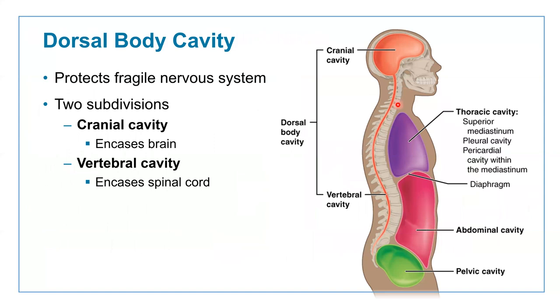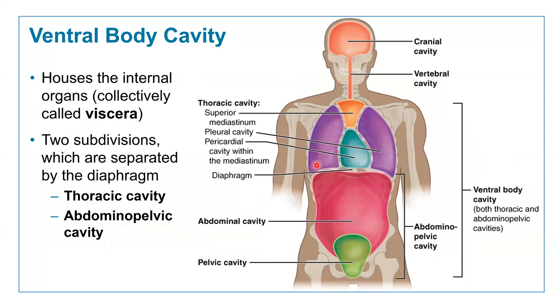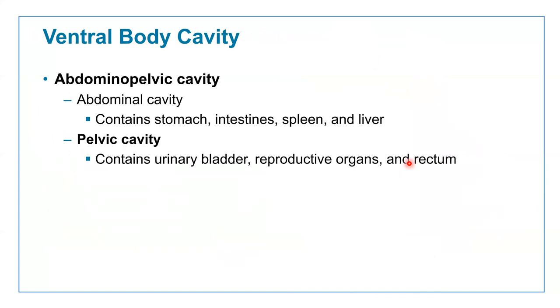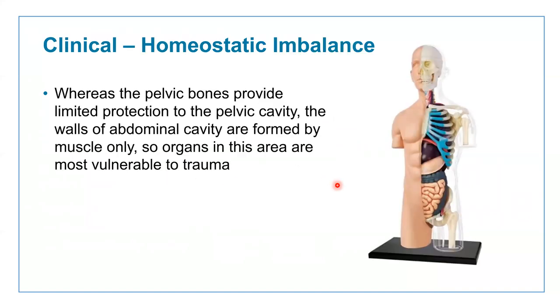Okay, so now it's pretty much what we just covered, right? That's our dorsal body cavity and ventral body cavity, and this is all the division that I just talked about. Now, something else I wanted to tell you. The abdominopelvic cavity contains the stomach, intestine, spleen, and liver. The pelvic cavity contains the urinary bladder, reproductive organs, and rectum.